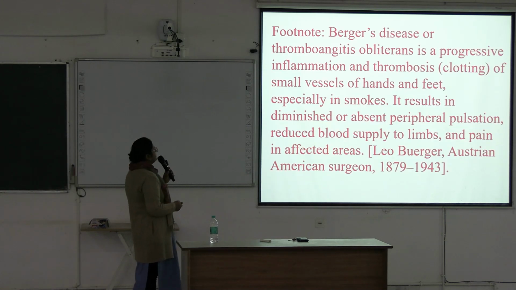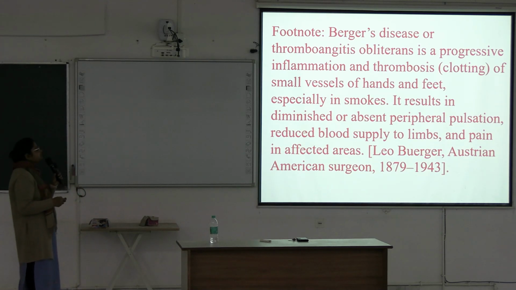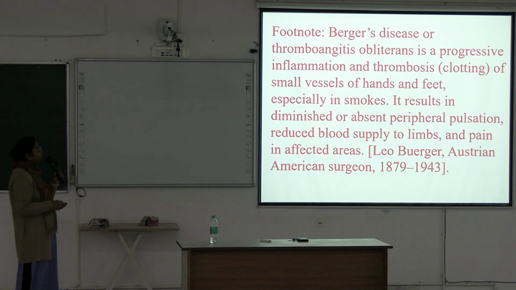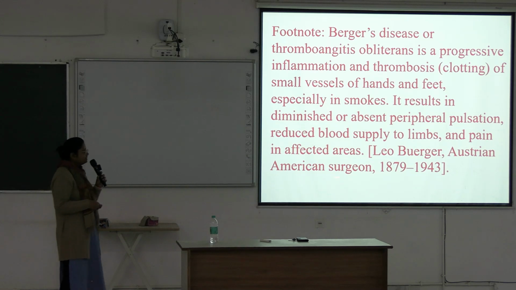What is Buerger's disease? It can come as a 2-mark question, or as part of a long question. Also called thromboangiitis obliterans, it is progressive inflammation and thrombosis, clotting, of small vessels of the hands and feet, especially in smokers. It results in diminished or absent peripheral pulsation, reduced blood supply to the limbs, and pain in the affected areas.